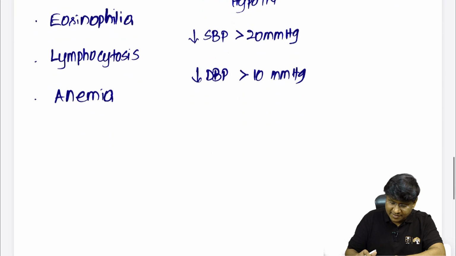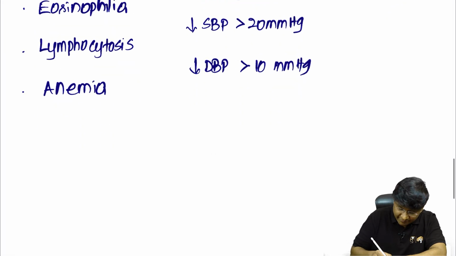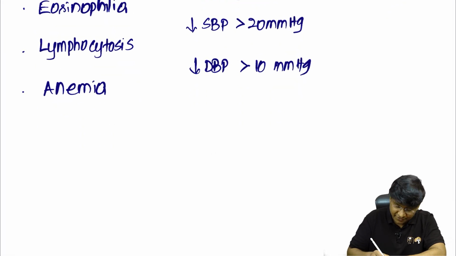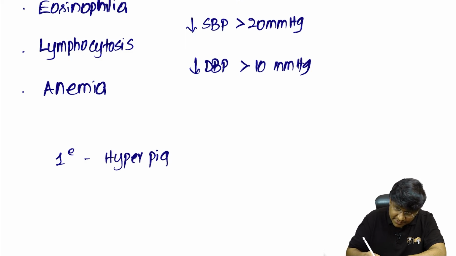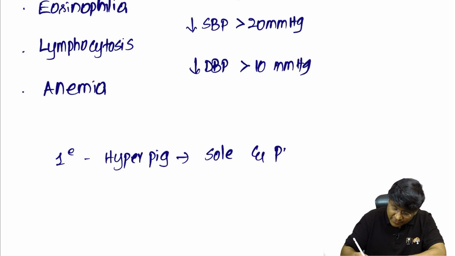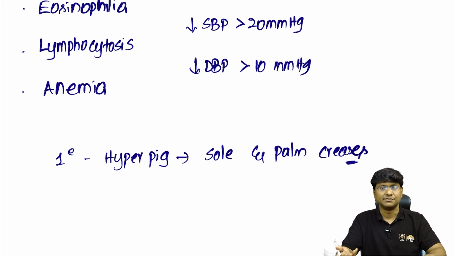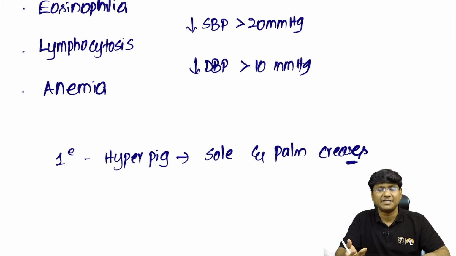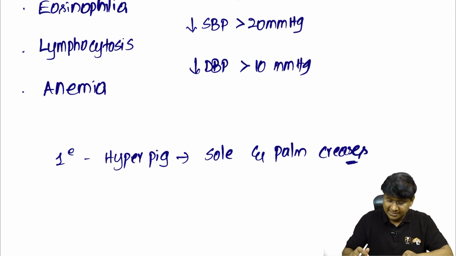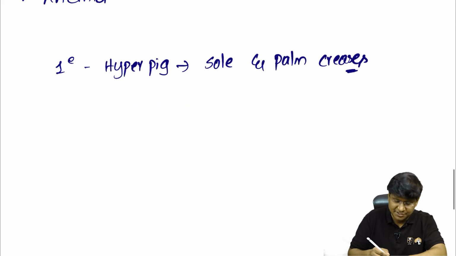Then after having discussed this, you need to be aware of the other important features. In primary, we have discussed that there will be hyperpigmented skin, and this hyperpigmentation is first observed in the sole as well as the palm creases. This is the place where the hyperpigmentation is observed, followed by the axillary area as well. Then how will you do workup for these patients?